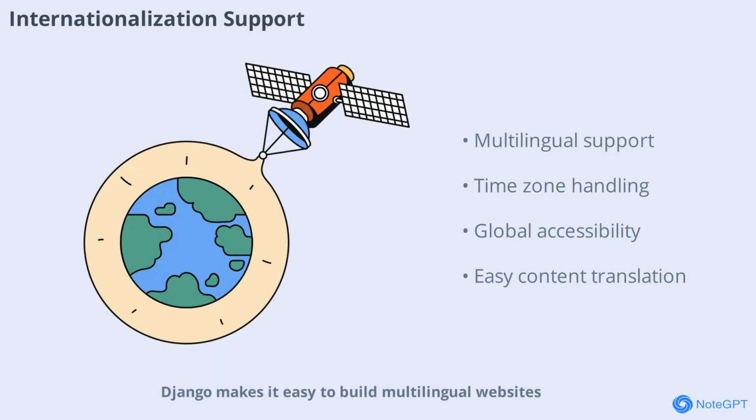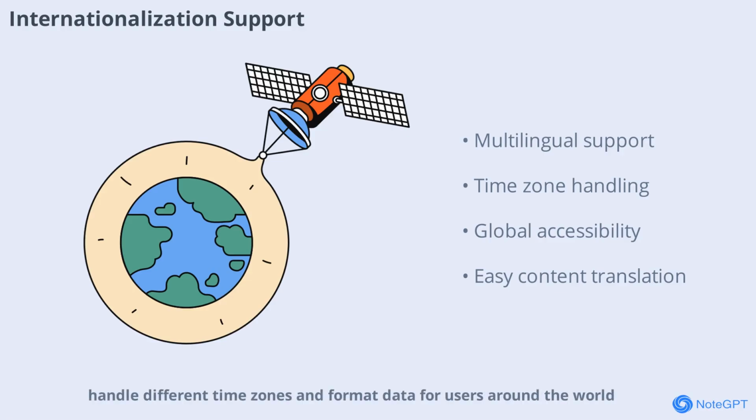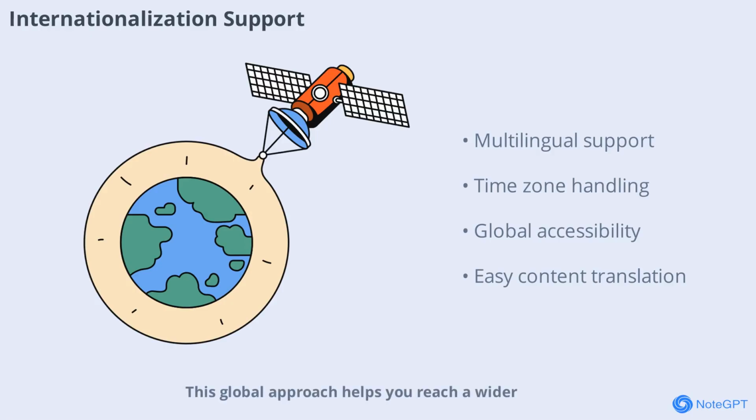Django makes it easy to build multilingual websites. Its internationalization framework lets you translate your site's content, handle different time zones, and format data for users around the world. This global approach helps you reach a wider audience and ensures your application is accessible to everyone.